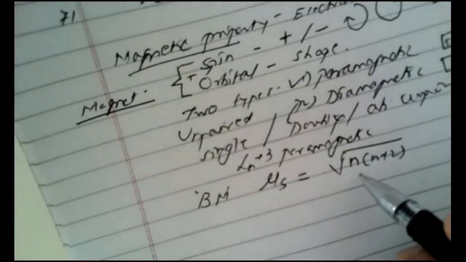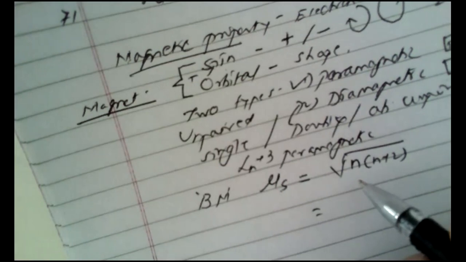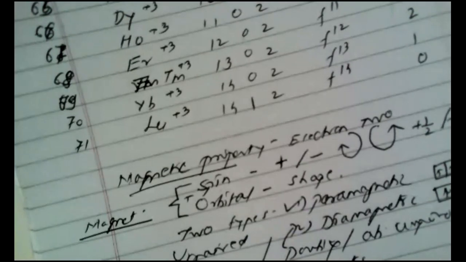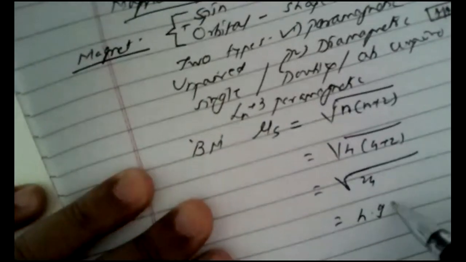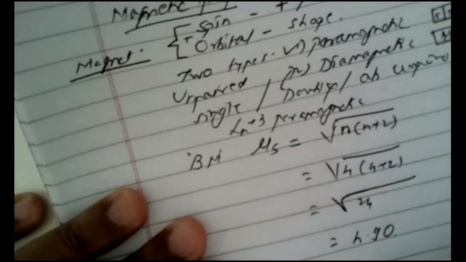Here we just have to put the total number of unpaired electrons, that is n, and take the square root of all these values. For example, if we take the total number of unpaired electrons as 4, then I put n as 4, so 4 plus 2 is 6, multiplied by 4 is 24. The square root of 24 is 4.90. So just by putting the value of the total number of unpaired electrons, we can easily calculate the magnetic moment. So this is about the magnetic moment.